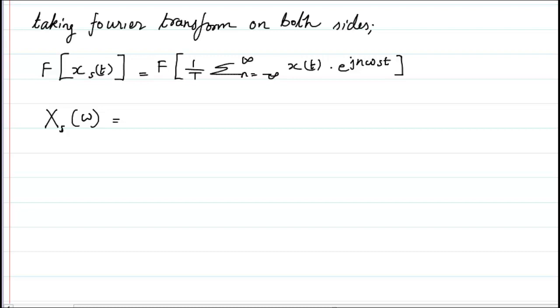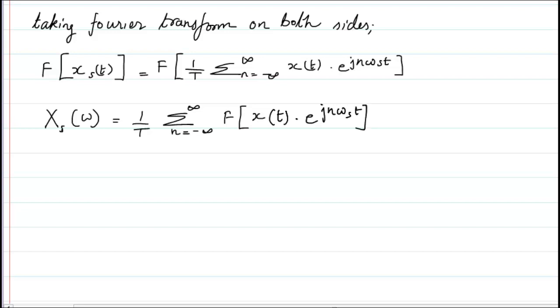Okay, and in the right hand side we will take 1 by T outside, and Fourier will be happening for t. The Fourier transform is for t, isn't it? So summation also I will have to take out of it. So what I will have is the Fourier transform of only what is inside the summation, which is x of t. Let me write it properly, x of t into e raised to power j n omega s t.